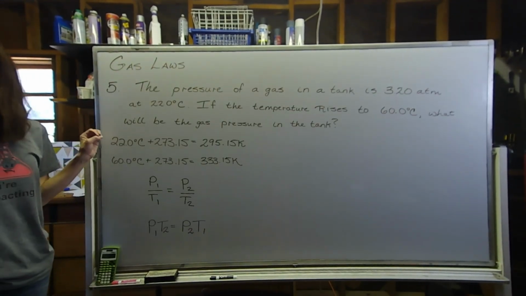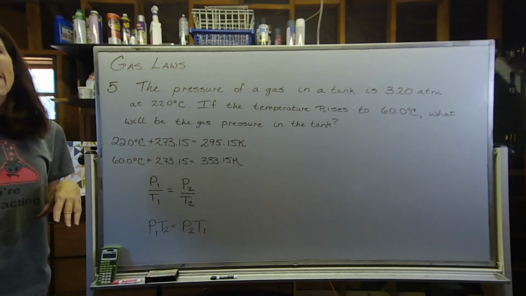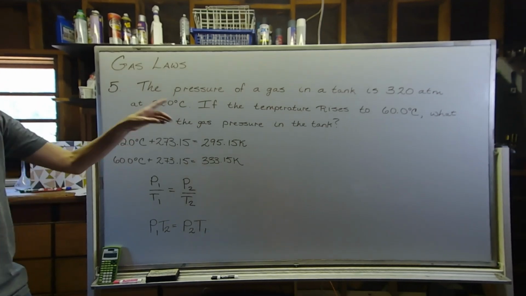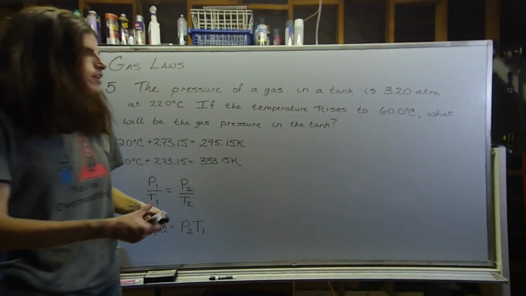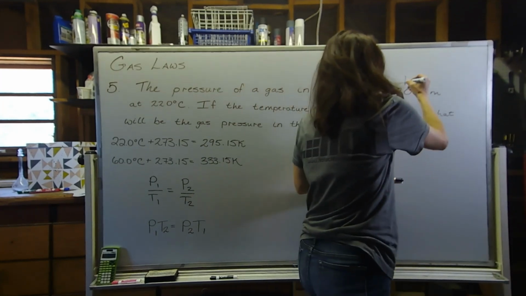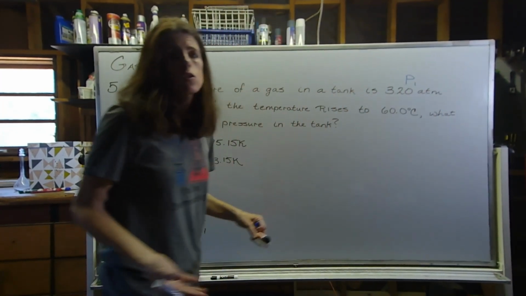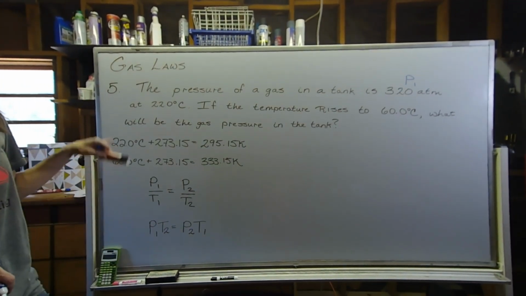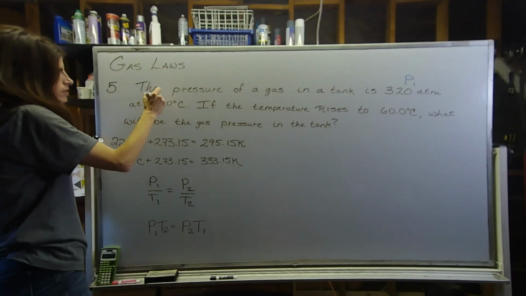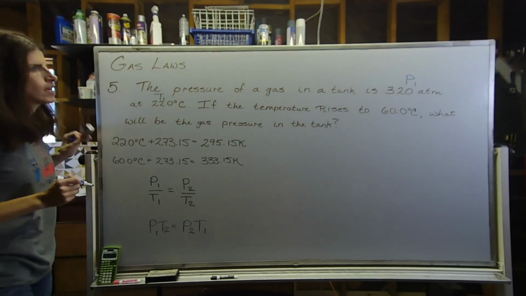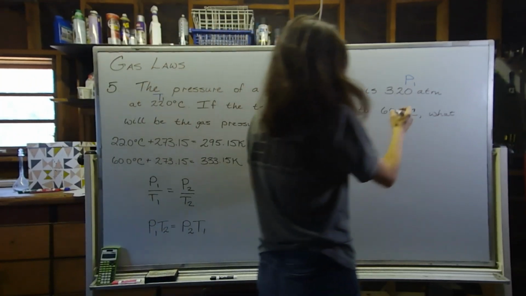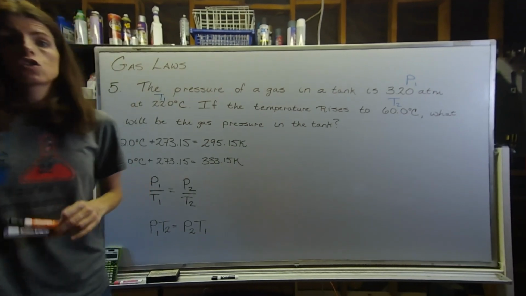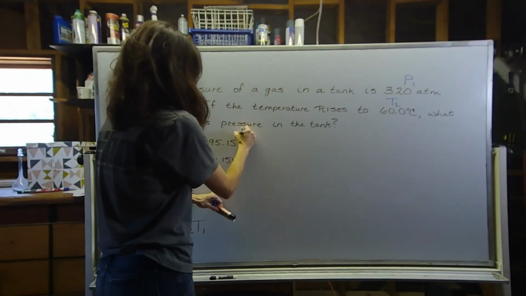So if you flip a couple pages ahead and go to number 5, we have an example of Gay-Lussac's law. So the pressure of gas in a tank, let's call this P1. And I also know it's pressure because of the units, right? Atmospheres is a common unit for pressure. Is at 22.0 degrees Celsius. So this will be my T1. If the temperature rises to 60 degrees Celsius, let's call this T2, what will be the gas pressure in the tank? So basically we're solving for P2.